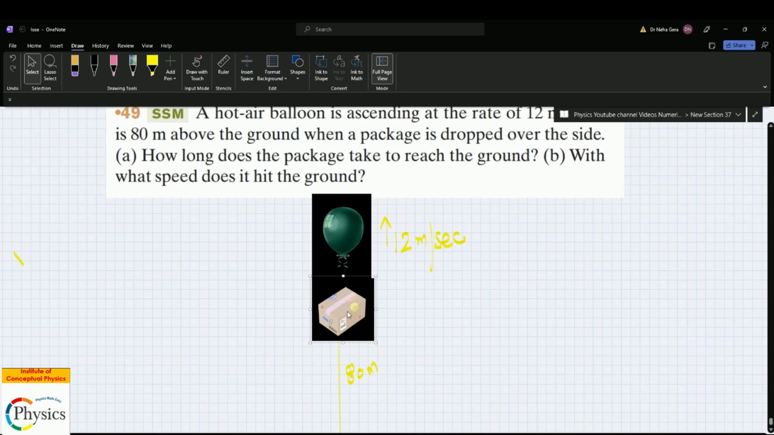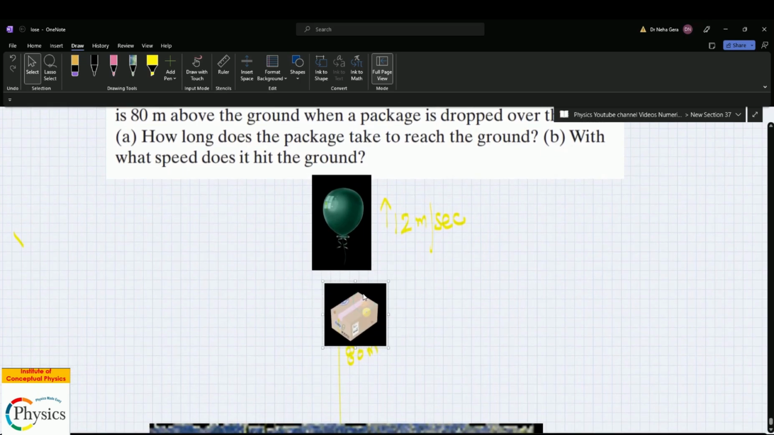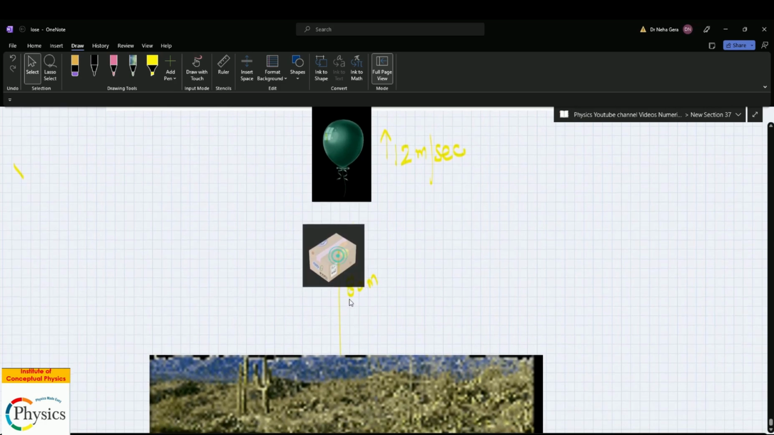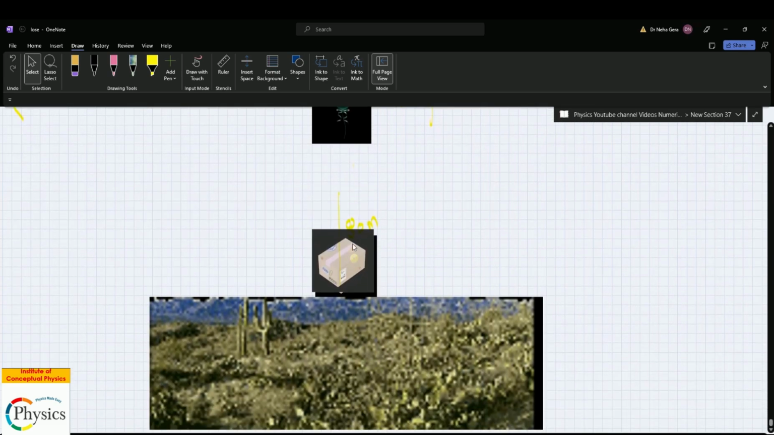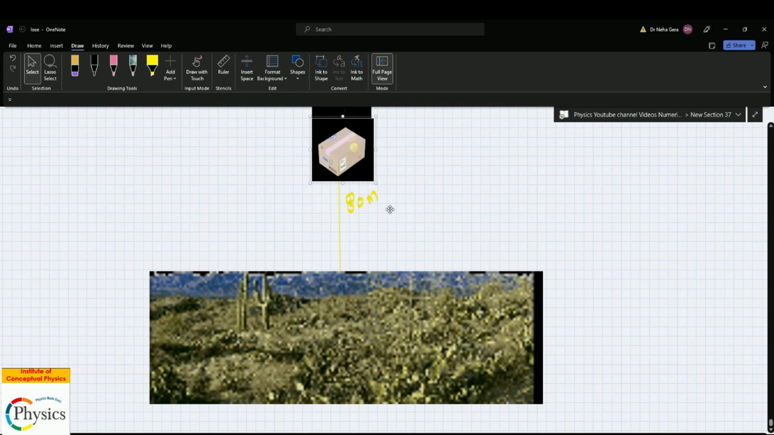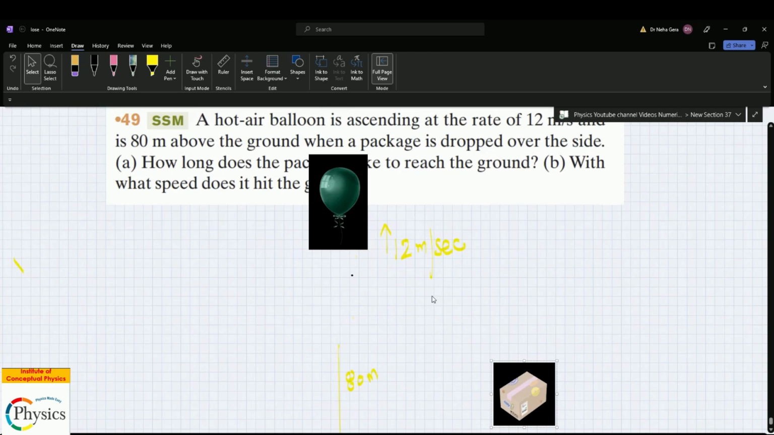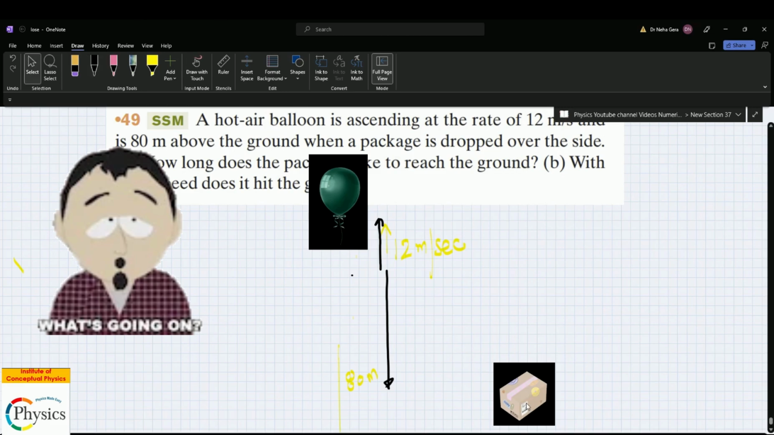Once the package detached from the balloon, the actual trajectory is not that it is going to start falling downwards like this. The actual trajectory begins the moment it disconnects from the balloon. Look at this instant when it detaches from the balloon. This is the whole trajectory. If I were to draw it, when the package detaches, it goes up and then it goes down. So this is the way it works out.